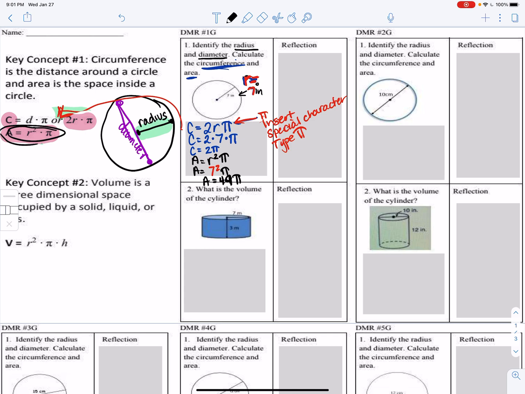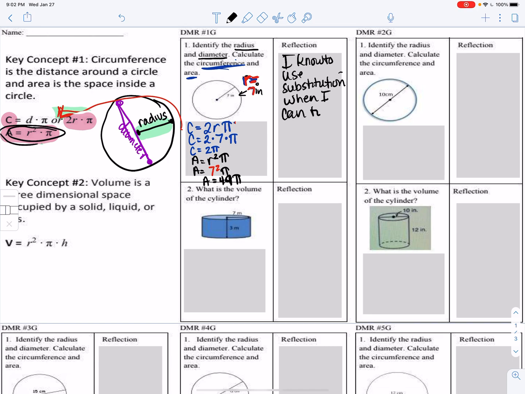We will do our reflection by saying, I know to use substitution when I can to solve the equation. You're not always given something to substitute in.